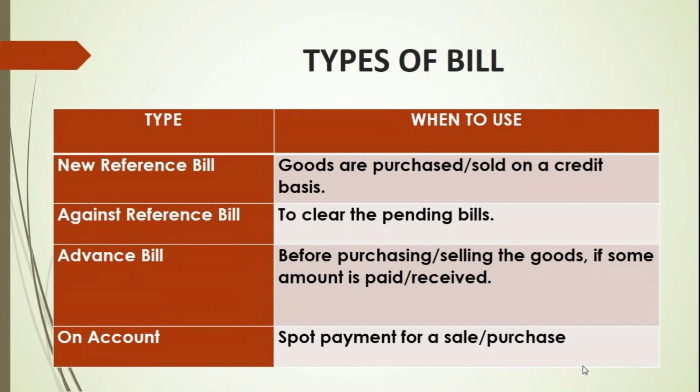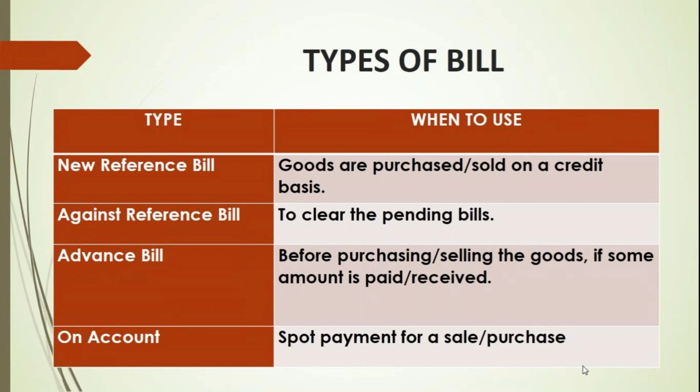Now the second we have, that is against reference. So what is this against reference bill? Against reference bill is directly giving the meaning only, to clear the pending bills. Okay? To clear the pending bill means, I have told you just now that after 1 or 2 days I have to pay the supplier for the 100 notebooks which I have purchased from him. Now I have to pay him how much? 2000 rupees.